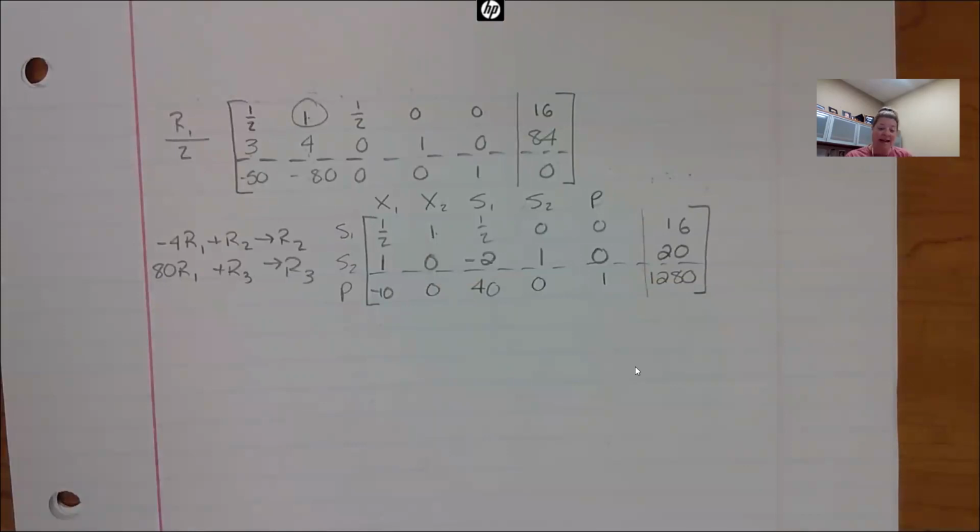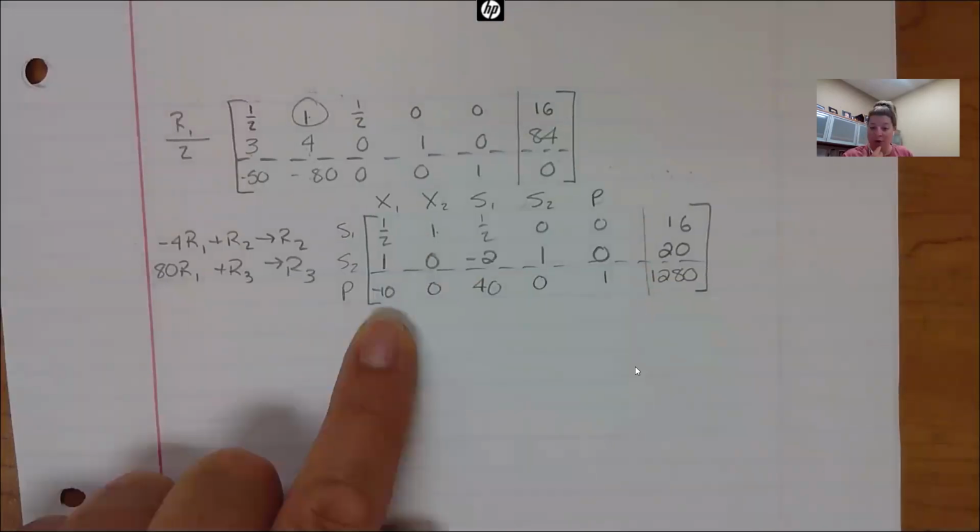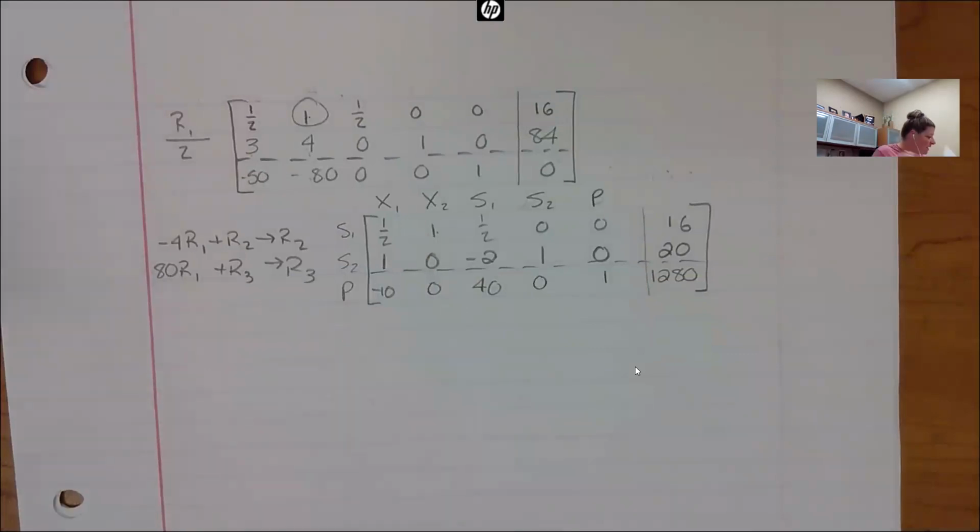Now I'm not all the way done. How do I know I'm not done? I still have a negative in my bottom row. So now we have to do that same pivot again and get rid of the negative in the bottom row.